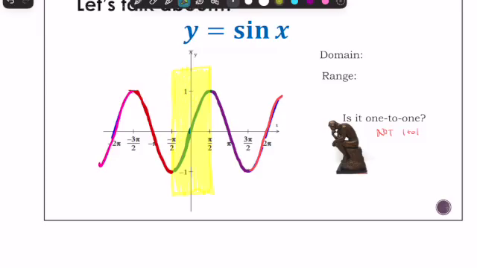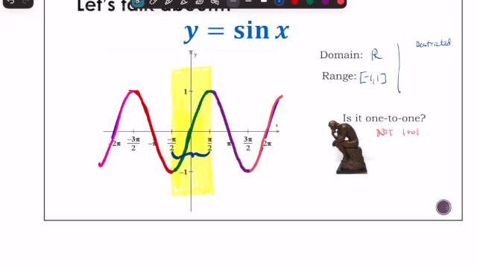When we restrict the domain of sine, we're only looking between negative pi over 2 and pi over 2. Typically, our domain for sine is all real numbers, and our range is -1 to 1. Well, what we're going to do is look at the restricted version.